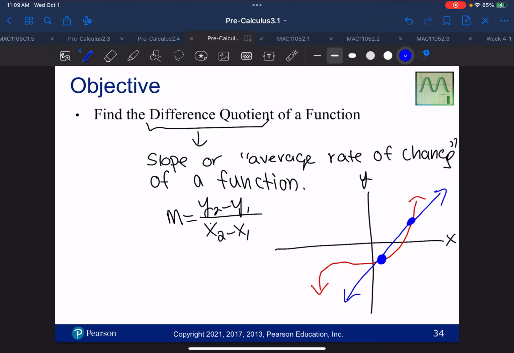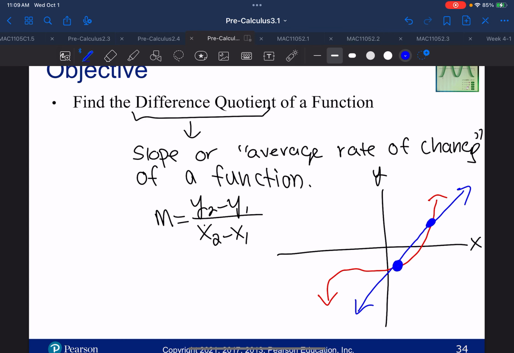And then we can find the slope of those 2 points. So let's say this point was x comma f of x. Then the next point could be x plus h, so the difference between x and the next point is just h, and then f of x plus h. So h is just the difference between the first point of x and the second one.